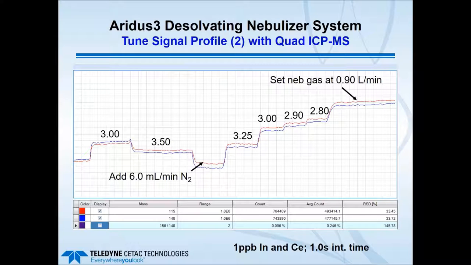And you can see in the bottom bar at the bottom of the screen, I'm looking at indium at mass 115, cerium at mass 140, and the cerium oxide to cerium ratio, which is 156 over 140. Right there, I'm at about or just under 0.1%. I'm at 0.096%.